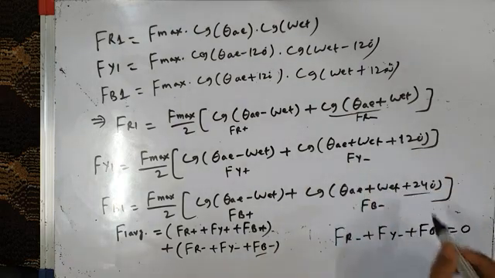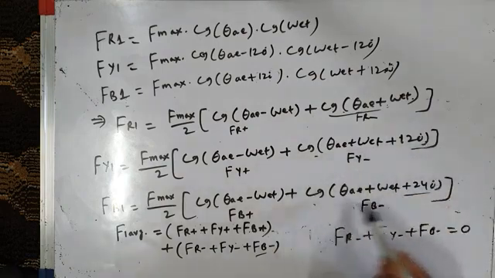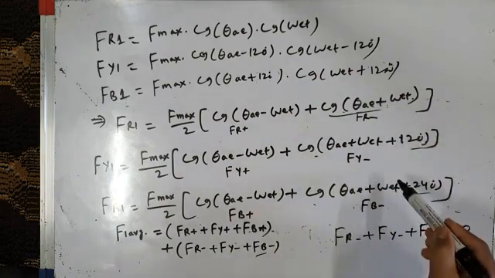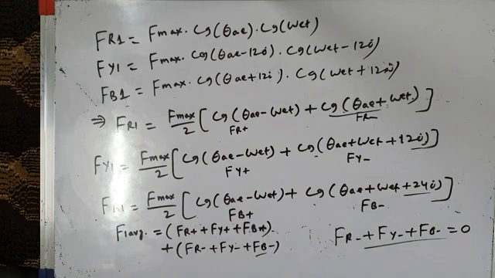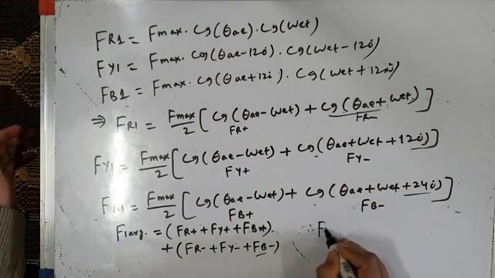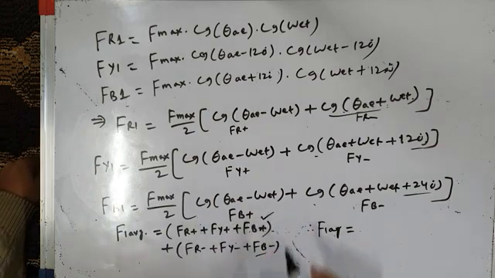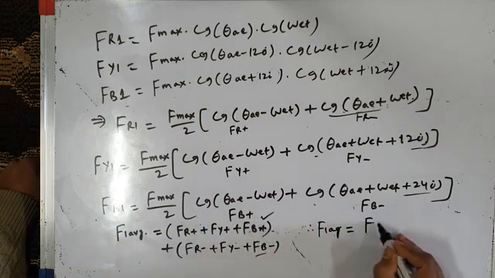You can try it yourself. It's very simple. It's cos of A plus B, plus cos of A plus B, plus cos of A plus B. You expand them, add them up, and this addition will be equal to 0. So therefore, what are we left with? We are left with F1, the air gap MMF, equal to only the clockwise revolving magnetic fields.